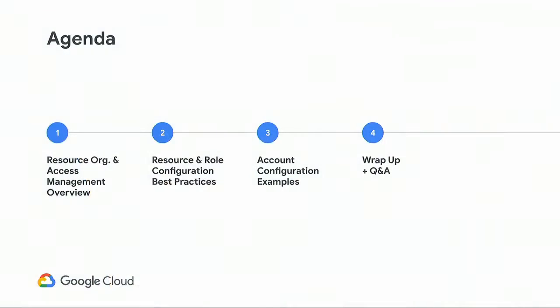So what do we have in store for this session? Well, we'll start with an overview of resource organization and access management. We'll talk about what that is, why it's important, what resources are involved, and how those resources relate to one another. We'll then spend some time taking a look at each resource in a little bit more detail, as well as the key roles that are necessary to manage those resources, and share some of those key configuration best practices to think about when you're actually setting those up.